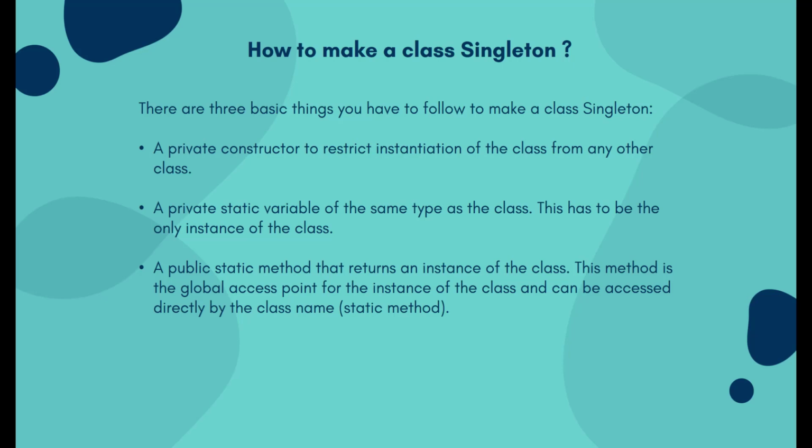Last of all, we need to have a public static method that returns an instance of the singleton class type. This method will serve as a global access point for the previously mentioned instance variable. We choose this method to be public as we need this to be freely accessible from outside of the singleton class. Also, we need this method to be static as this method should be directly accessible without instantiating the class.